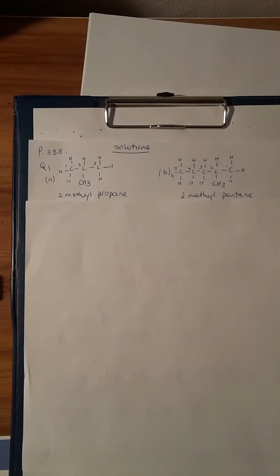Girls, can I go through the solutions for the questions on page 383 in your textbooks? So in the first one, you had to draw and name structures. I'm just going to go through them very quickly. The first one was 2-methylpropane.